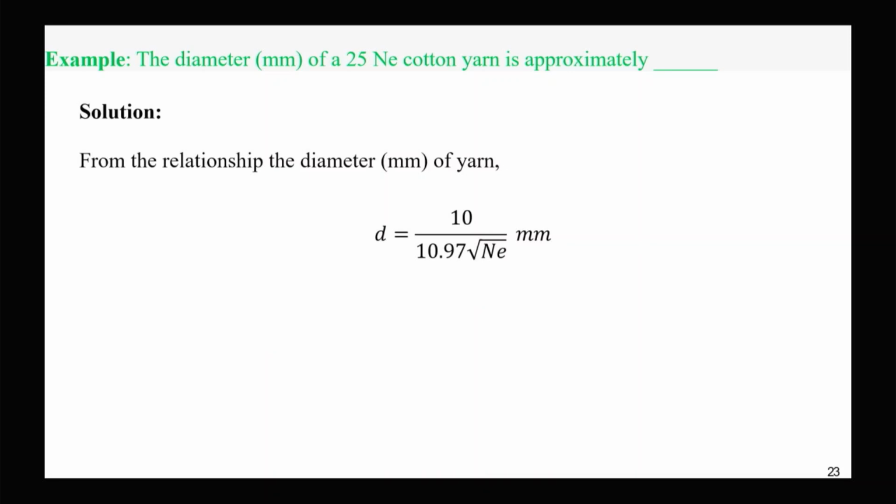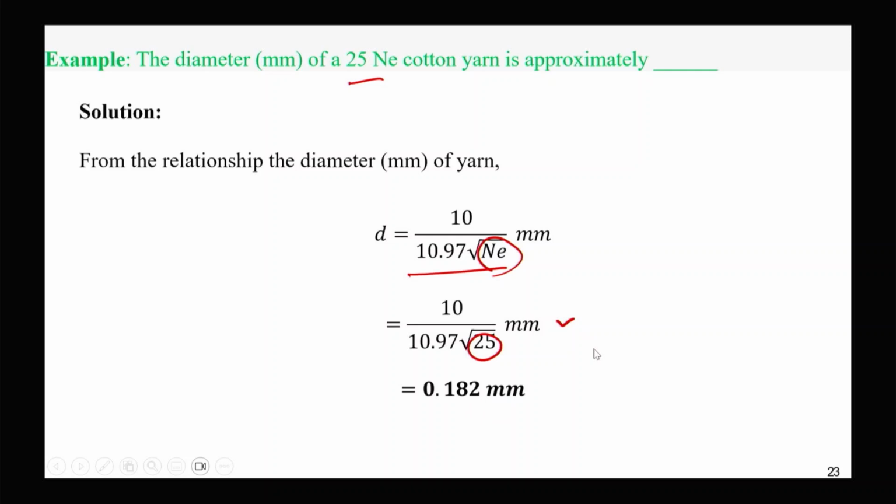So this is the direct formula. With this, when we replace the English count 25, we get a value of 0.182 millimeters.